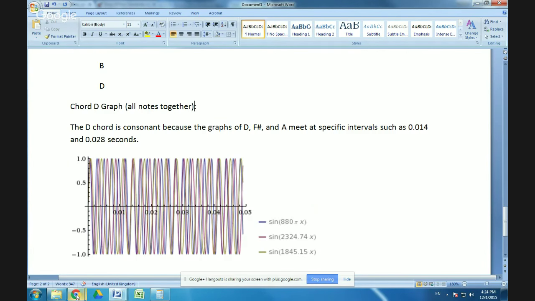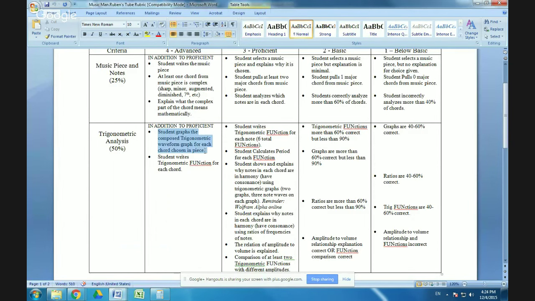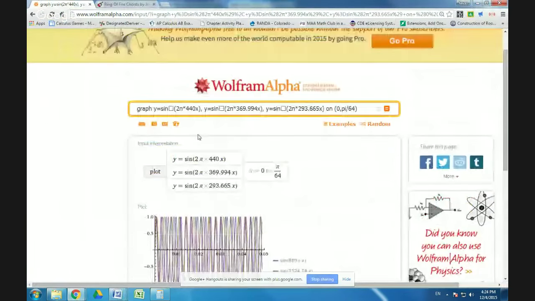If you want to earn advanced, you need to graph the waveform of the chord. Okay, it's different because these functions are just all added together. Okay, so the only change I'm going to make here is plus, and I'm going to get rid of this y. The y equals sine A, and then this is F sharp and this. So let's see what that generates for us.